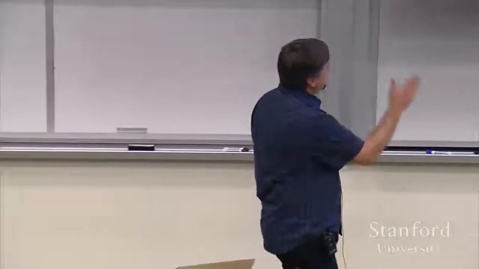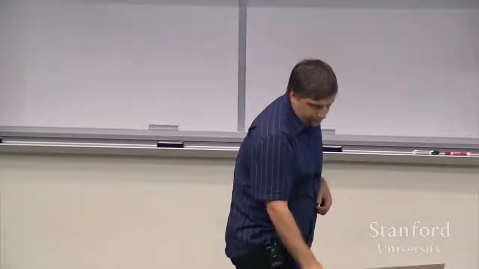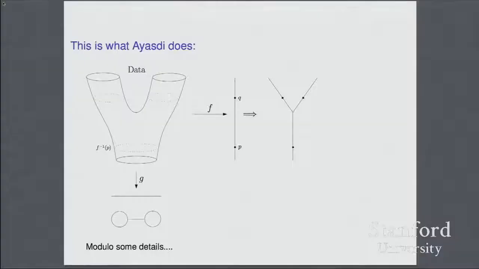So here we are again. For the second time, this is what Ayasdi does. We produce summaries. By choosing the functions, we choose what we're summarizing, and we can keep as much information as we want, or we can eliminate as much information as we want. Okay, that's what we do, modulo some details. So why is this useful?